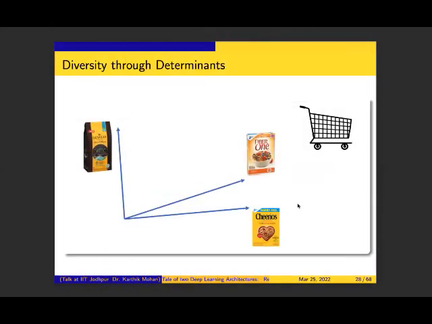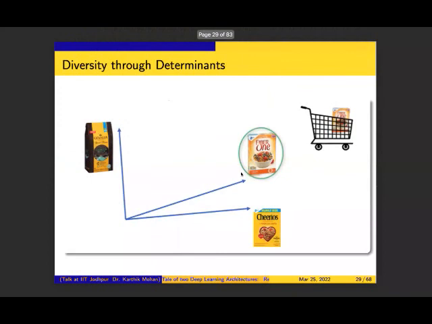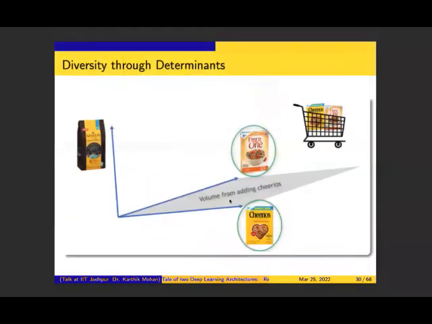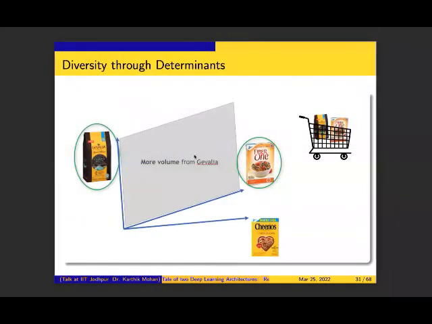So let's look at an example. Let's say we have three products. There's one called Gevalia, there's one called Fiber One, and another is Cheerios. Both Fiber One and Cheerios are cereals and Gevalia is coffee. Let's say we start with Fiber One. I add Fiber One to the cart. Now, these two are similar. So if your vector representations are good, then you will see that the volume from adding this new item, Cheerios, is less than the volume of adding Gevalia to the cart. So we would prefer adding Gevalia instead of Cheerios. That is how diversity works with the determinant.